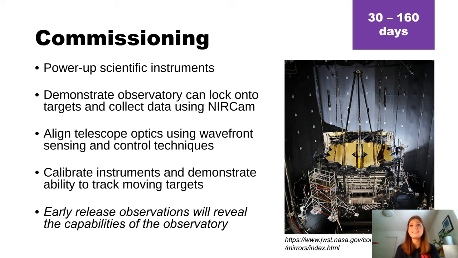This helps Webb see things kind of in our backyard in the solar system, like asteroids, planets, other things that are closer in proximity to us. And then finally, early release observations are going to reveal the capabilities of the observatory. This is going to be really exciting. It's going to be when Webb gets to show off all of the fantastic images it takes to the scientific community and to the rest of the world as a preliminary sort of understanding of what the observatory is capable of. So I'm so excited seeing those images.